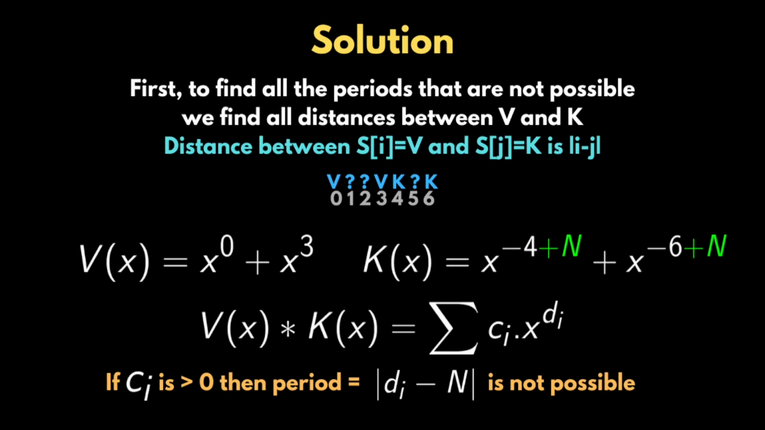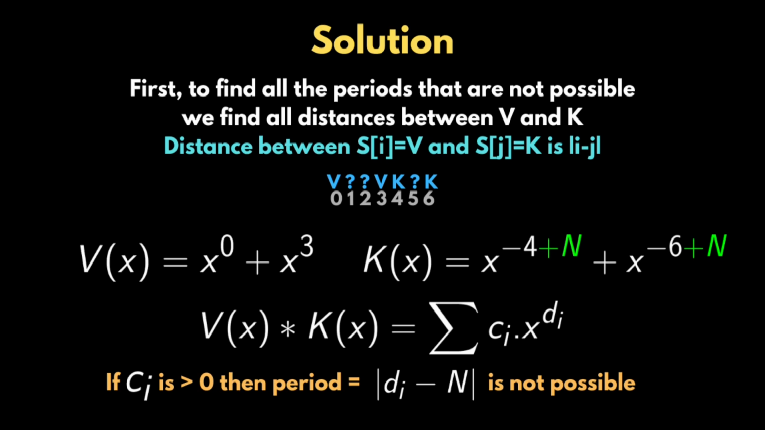So the final solution that we will arrive at will be first to find all the periods that are not possible. To do that, we find all distances between all the v's and the k's. Distance between any character i, which is v, and any character j, which is k, is the absolute difference between their indices. Now, if you look at an example, here we have v present at indices 0 and 3 and k present at 4 and 6.